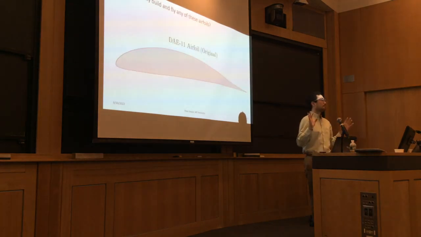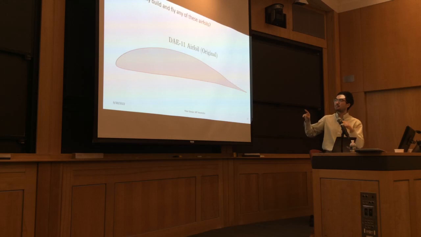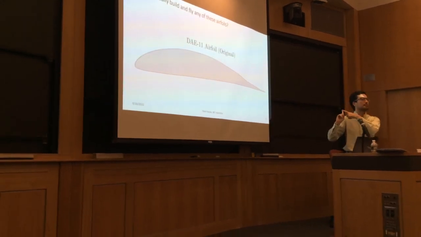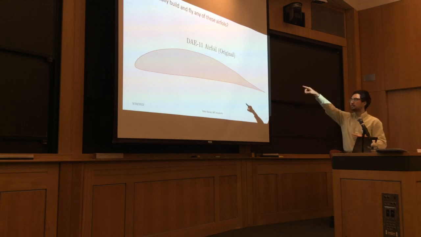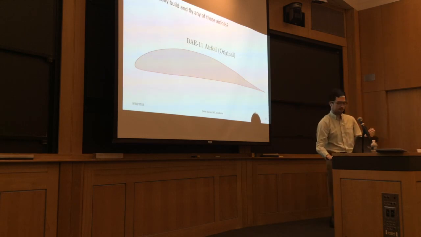All right, so we focused on the performance of these airfoils that we looked at, but let's look at the actual geometry themselves, the shape that we got out of the optimizer. So to remind you guys, this is the original airfoil in red here. This is the DAE11, the expert design one.